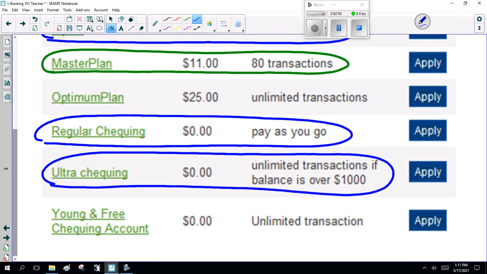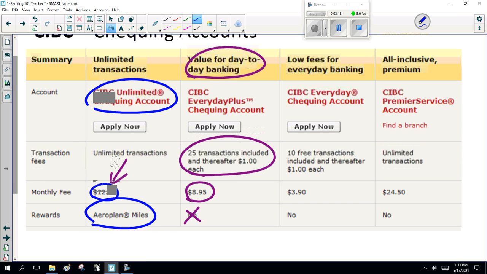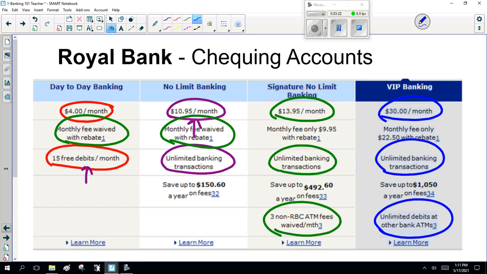There's also a young and free checking account. Students, I don't want to say they're luring you in, but they're trying to get you to come in and open a bank account. So there's lots of options there. And that's just one. Now, CIBC, notice there's 4 checking accounts here. And they're not specific about the minimum amount of money in this one, which is unfortunate. That's something they always hide in the fine print.